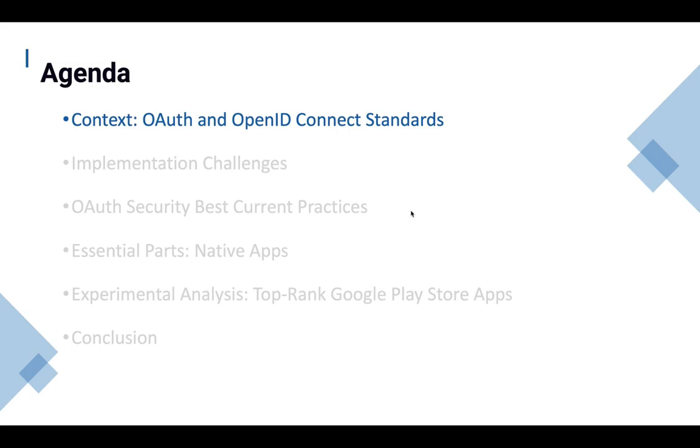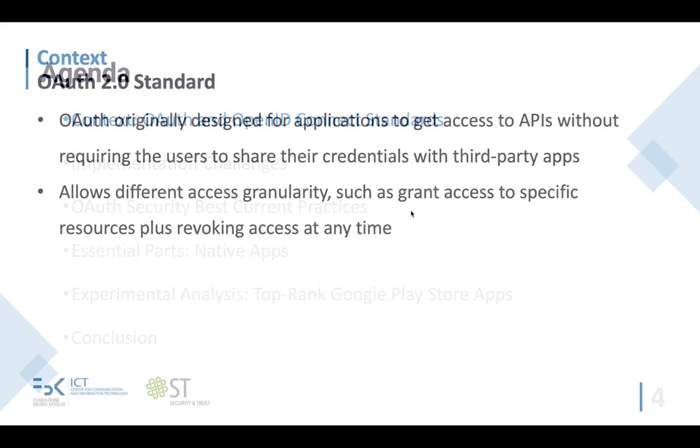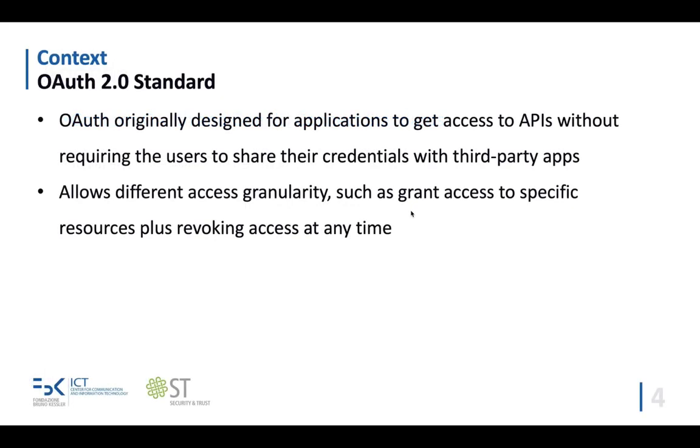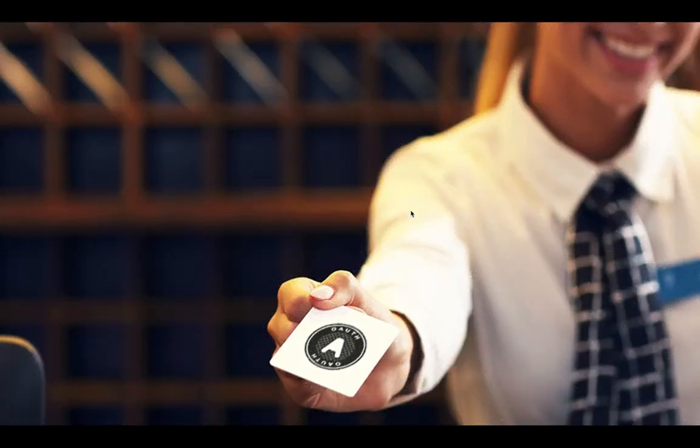So let's start with the basic concepts. OAuth is a protocol specifically designed to obtain access to APIs without sharing your credentials with third-party apps. And it allows different access granularity, which means that you can grant access to specific resources, plus revoke this access at any time. A good example is the hotel key card.